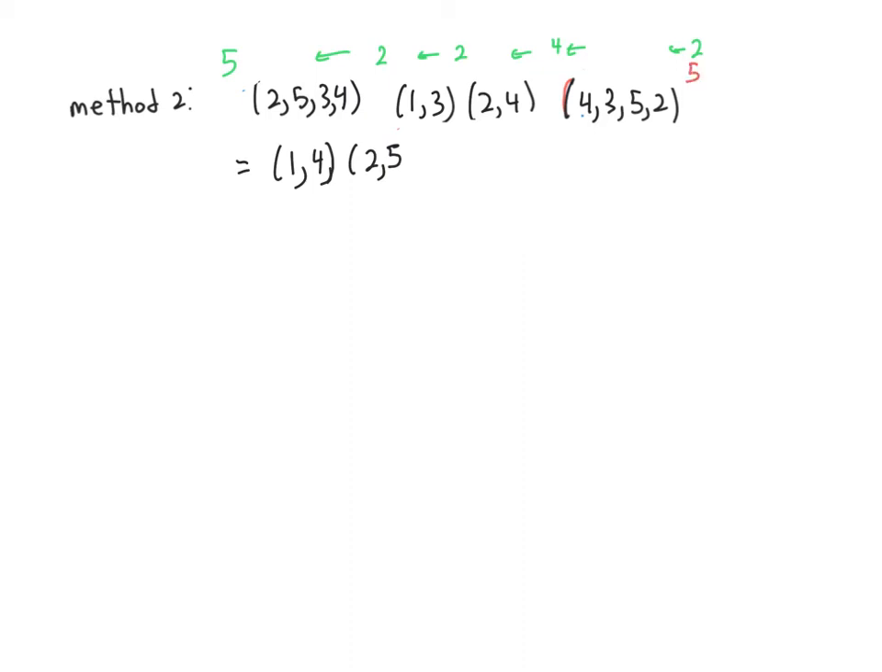What happens to 5? 5 is sent to 2 by the first rightmost cycle. 2 is sent to 4 by the next cycle to the left. 4 is not changed, and then 4 is sent back to 2.